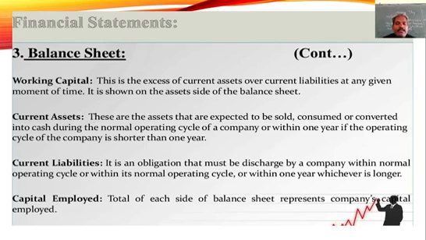Then what are current liabilities? They are obligations that must be discharged by a company within its normal operating cycle or within 1 year, whichever is longer. So these are the obligations that the company must repay to its claimants, that is, creditors or suppliers. Whatever must be paid within the span of 1 year comes under the category of current liabilities.